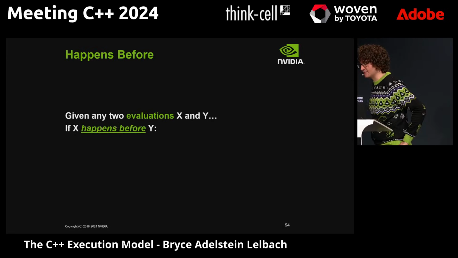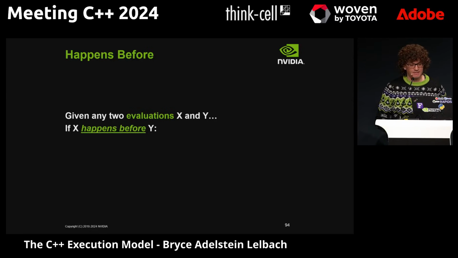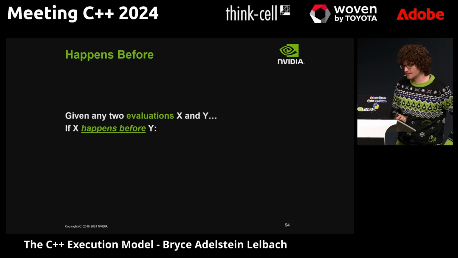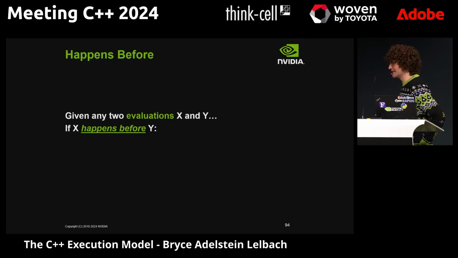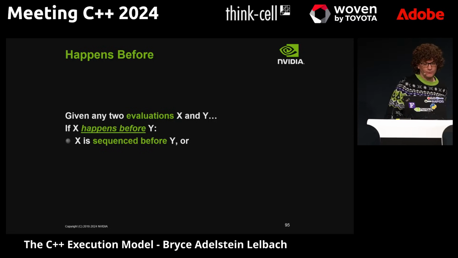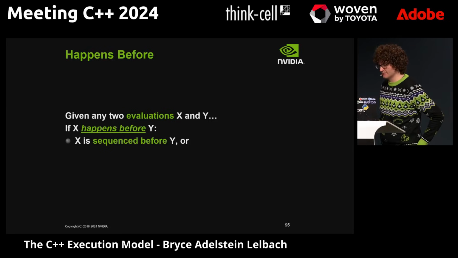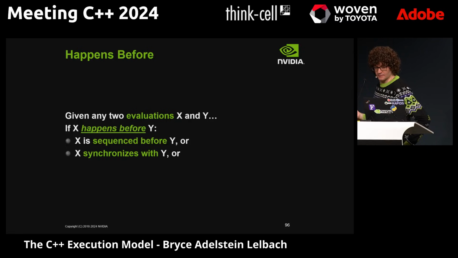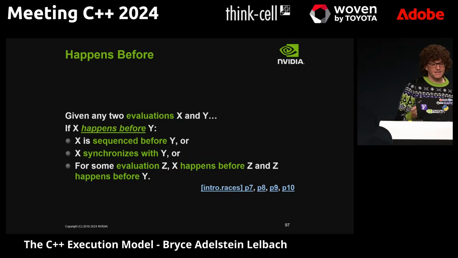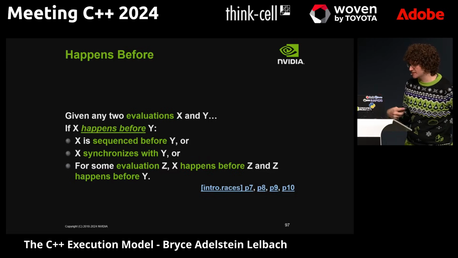So next, we have the most important ordering relationship in C++, which is happens before. Given any two evaluations, x and y, if x happens before y, then x is sequenced before y, or x synchronizes with y, or for some evaluation z, x happens before z, and z happens before y. So just a transitive property.